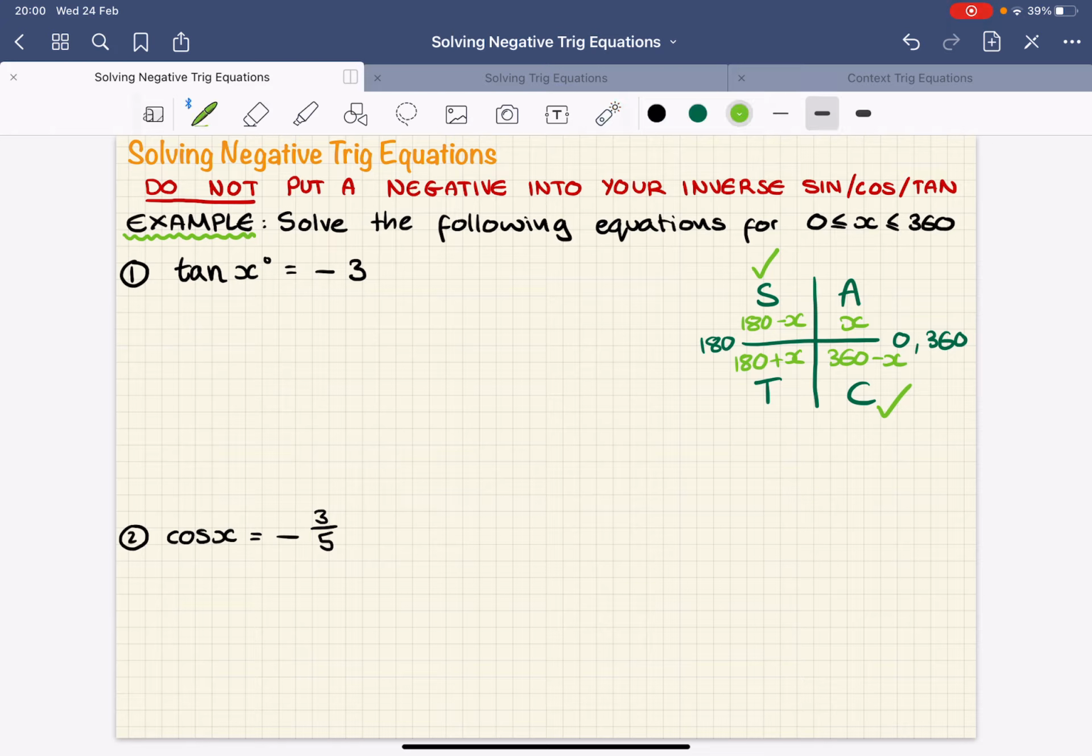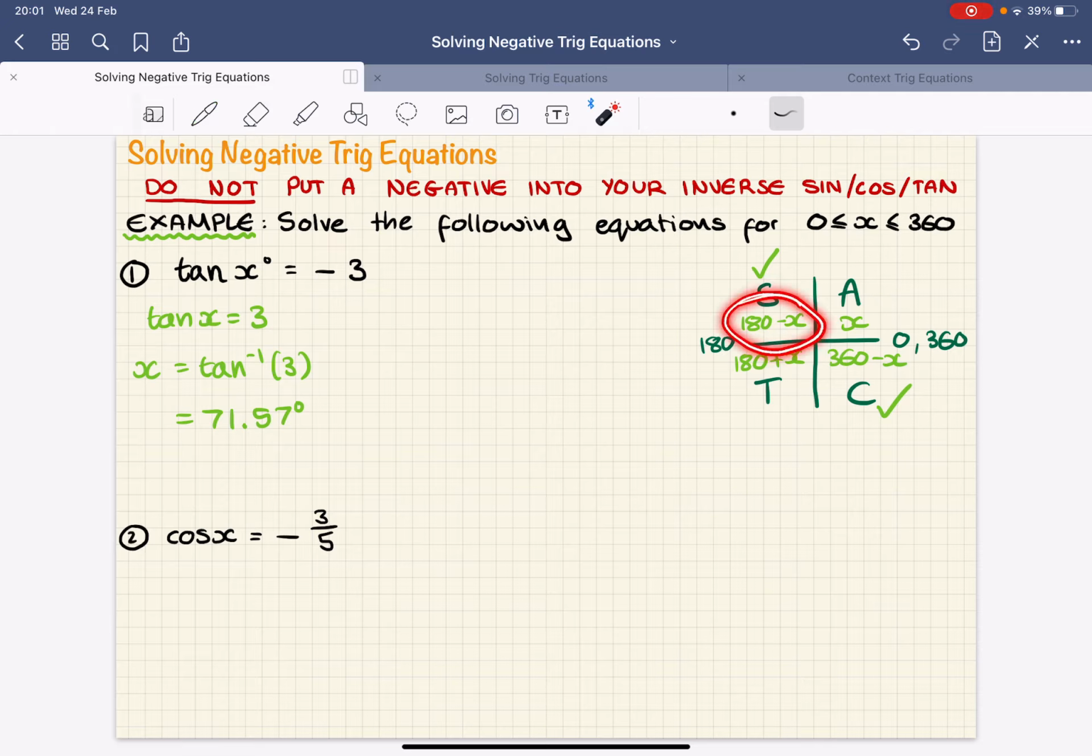And what I'm going to do first, aside, is work with tan x equals 3. I'm essentially just going to ignore that minus sign for the time being. So to find out x, I do the inverse tan. And so that is going to come out as 71.57 degrees. So that is my x value. So then I'm going to now be using that for the 180 minus x and the 360 minus x.